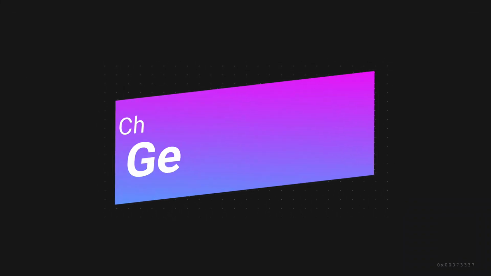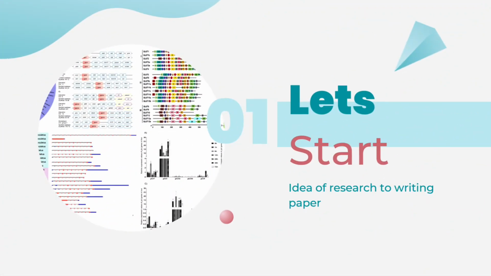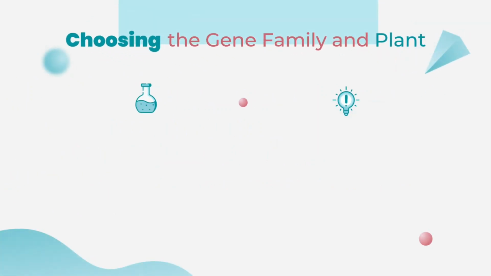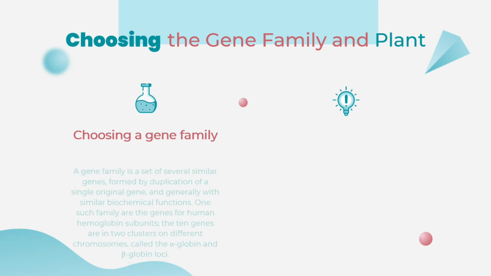Now that you have made up your mind, let's start our paper and our course as well. Basically, choosing a gene family and a plant is very important. This is the first step of this research guide. So basically, what is a gene family? What does choosing a gene family mean?